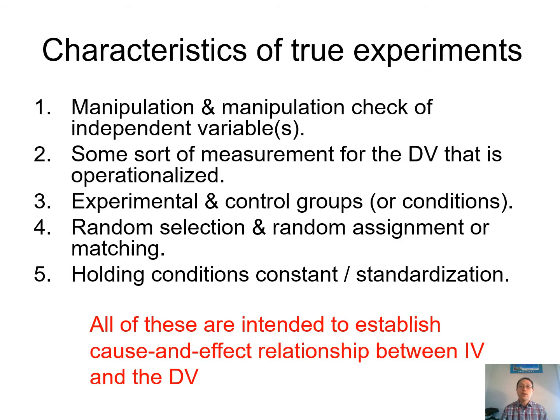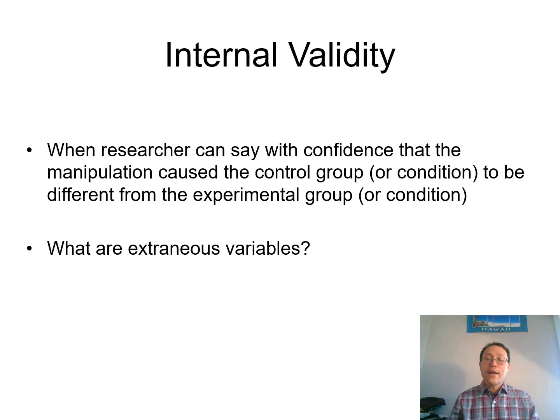Now, last time we talked about the characteristics of true experiments, and all of these are intended to establish a cause and effect relationship between the independent variable and the dependent variable. Internal validity is when the researchers can say with confidence that the manipulation caused the control group to be different from the experimental group, or the control condition to be different from the experimental condition.